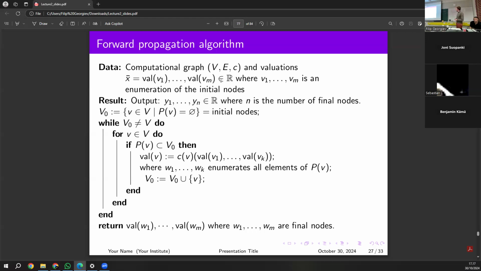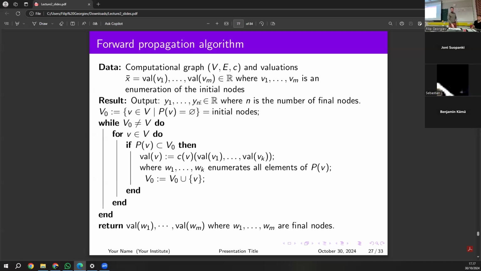So this is our graph. Here, these are assigned values right at the beginning. Then we define the intended result: the values in the output nodes. This is what we want to obtain.